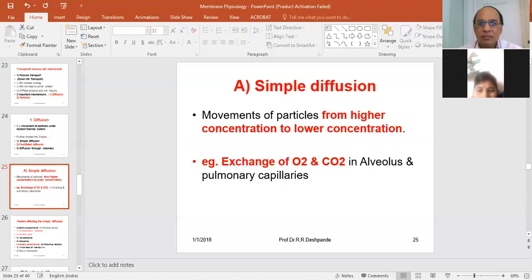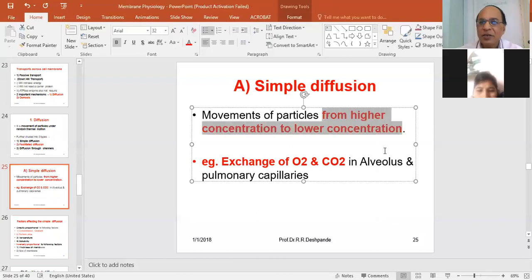Now, what is simple diffusion? Movement of the particle from higher concentration to lower concentration. You must remember the definitions. In diffusion, we don't need energy because it automatically happens from higher concentration to lower concentration. For example, oxygen in the atmosphere is more.